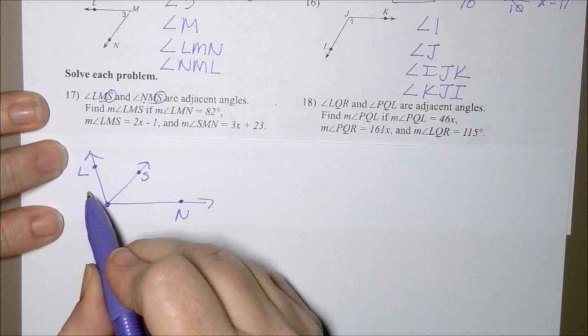All right, PQL is what I'm looking for. And they also say it's 46x. PQR, which is the whole thing, is 161x. And LQR is 115 degrees. You okay with that? Now, obviously, my picture is not to scale because 115 degrees does not make sense. I have an acute angle drawn, and 115 degrees is not acute, right? So my picture doesn't match, but the numbers do, and that's what matters.